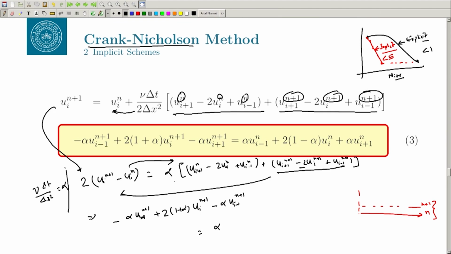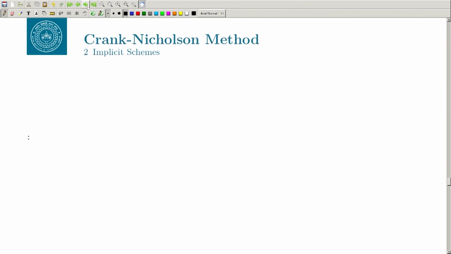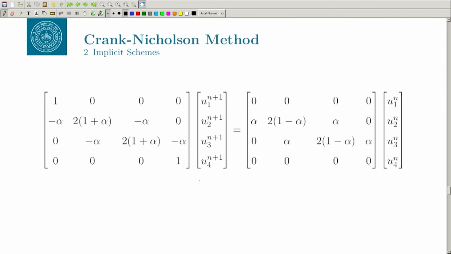this will become alpha u i minus 1 n, and plus, this will become positive, plus 2 into 1 minus alpha u i n plus alpha u i plus 1 n. You can write it in the matrix form, which is shown here. So, this is your n plus 1 and this is your n, and your matrix looks like this.